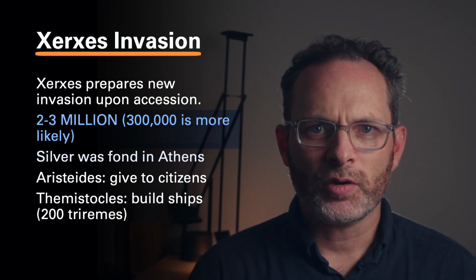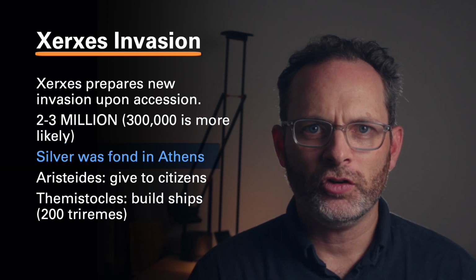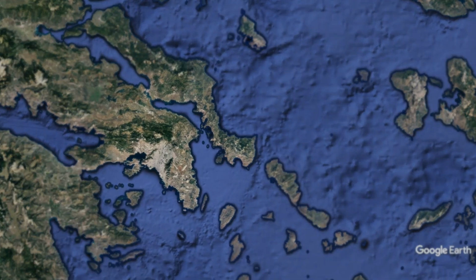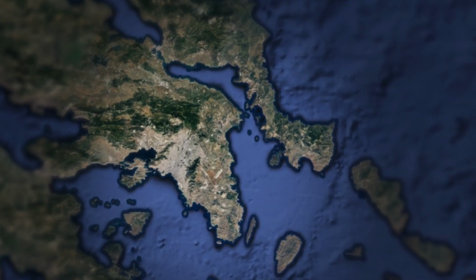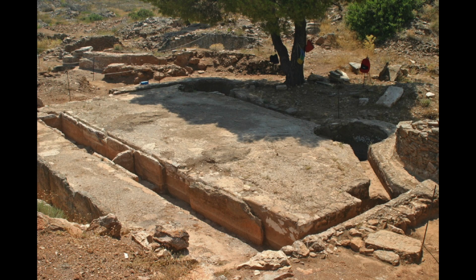Now back at Athens, around 483, a large vein of silver ore had been found at their mine in Laurium, which touched off a feud between the most prominent politicians and individuals at Athens of the moment, Themistocles and Aristides.